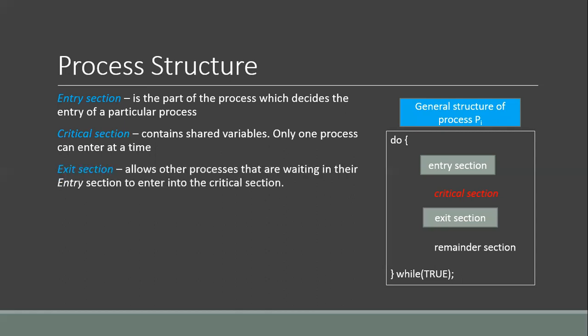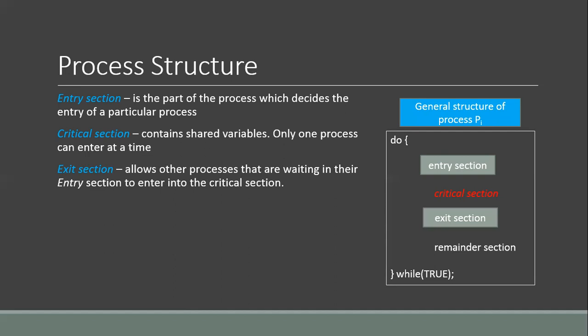Exit section. This part of the process allows other processes that are waiting in their entry section to enter into the critical section. So the exit section contains the necessary code that will allow the other processes to execute in their critical section.